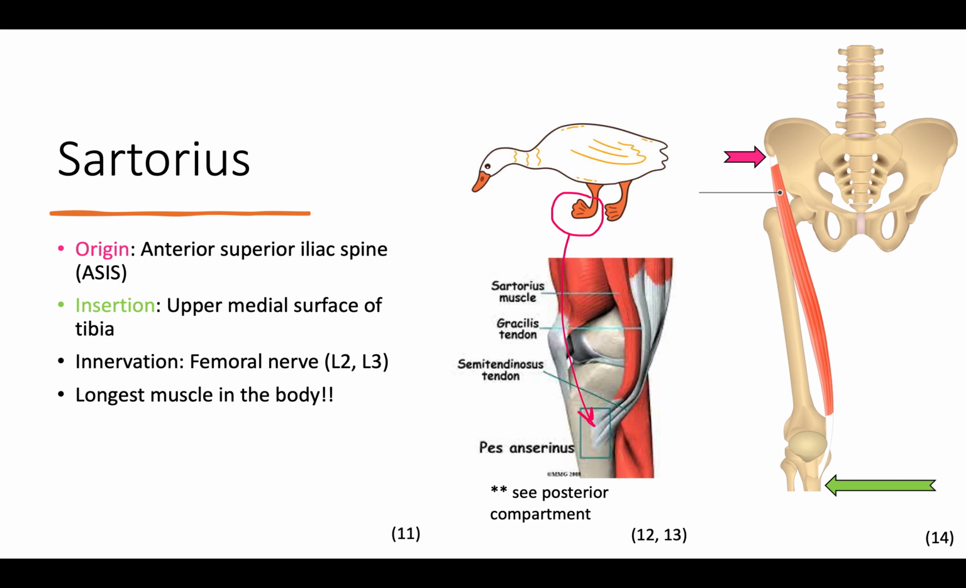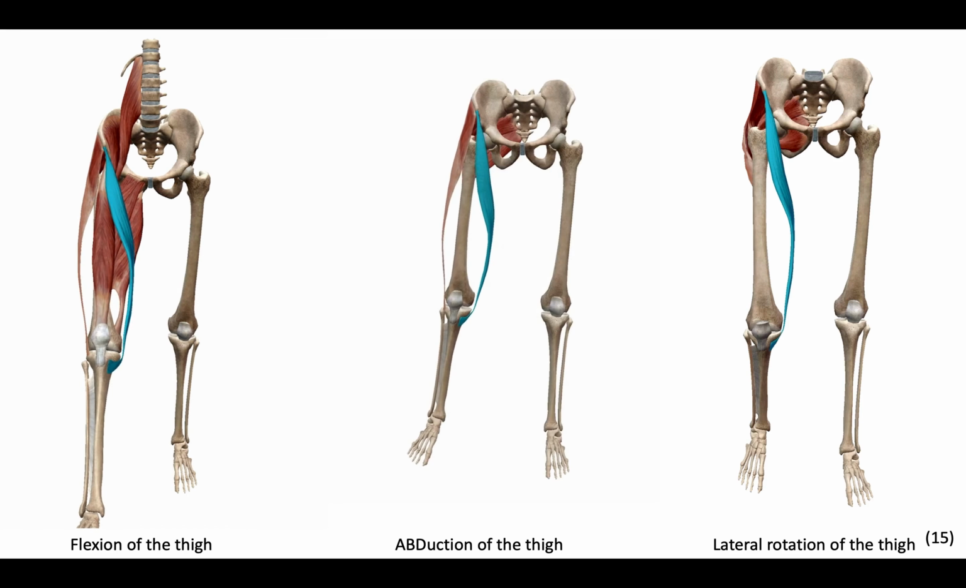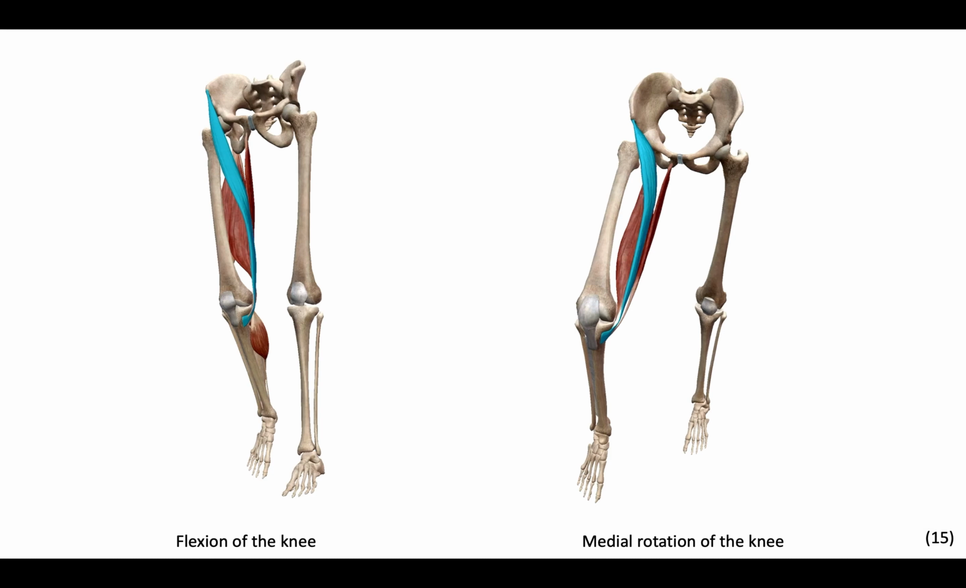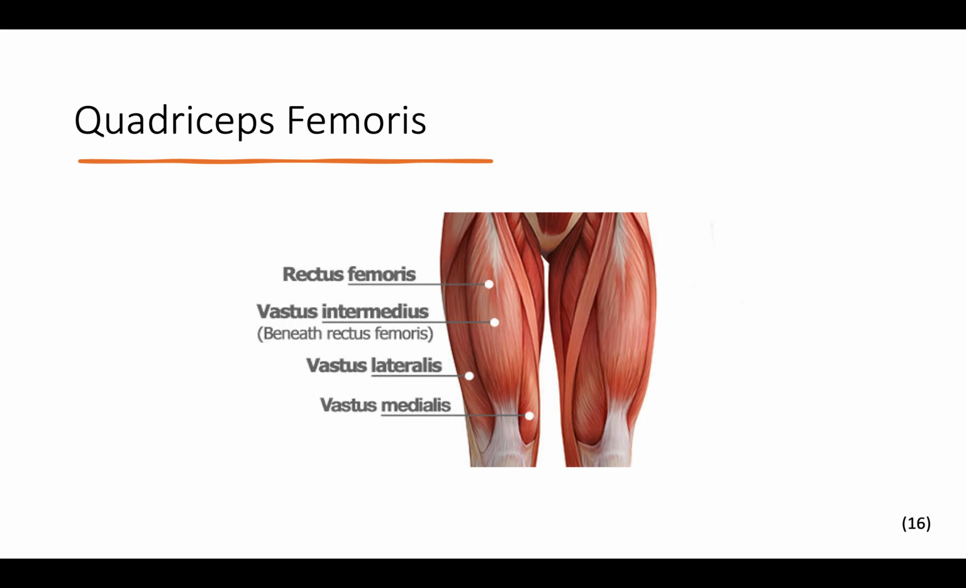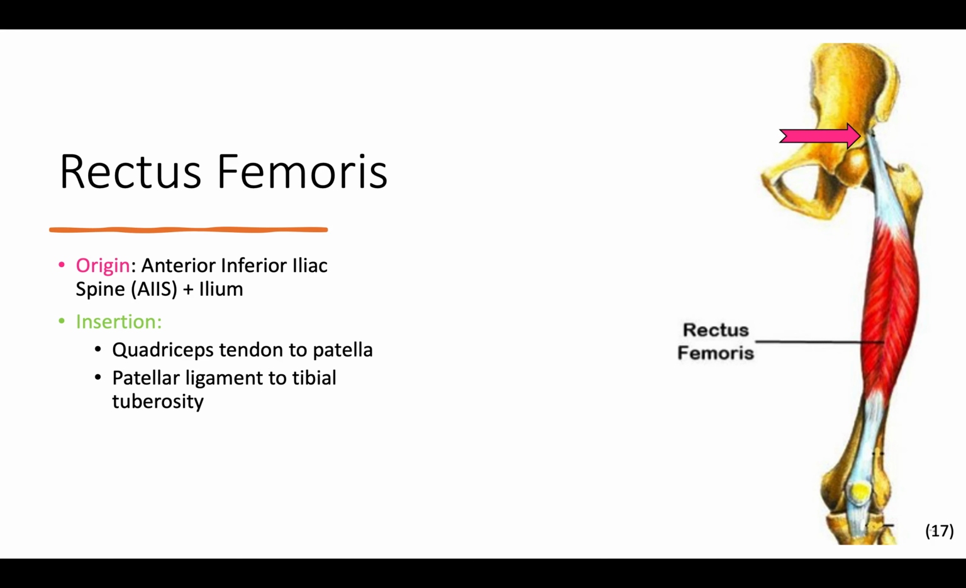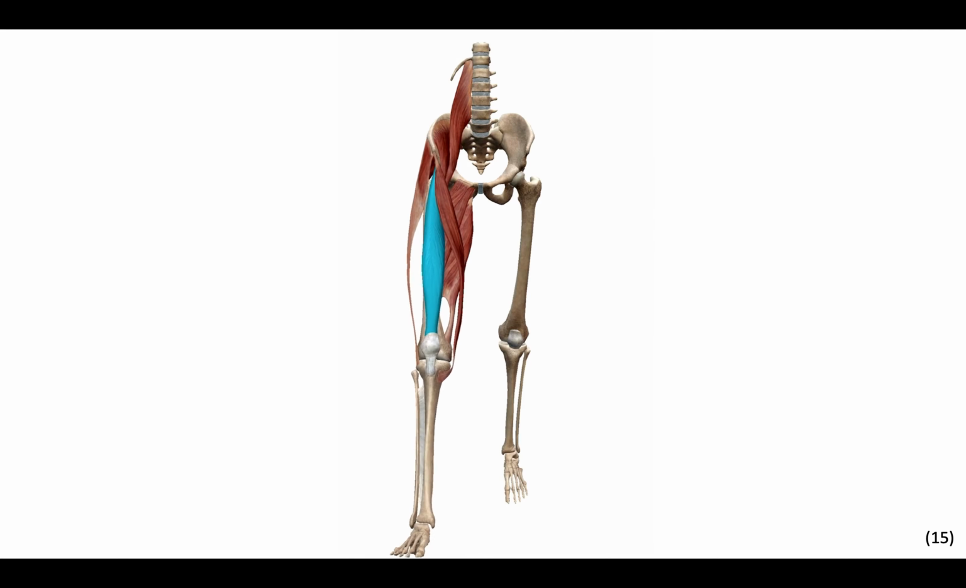The muscle inserts with two other muscles at the pes anserinus. The sartorius has many actions, including flexion, abduction, and lateral rotation of the thigh. It is also involved in flexion of the knee and medial rotation of the knee when flexed. The rectus femoris originates at the anterior inferior iliac spine and the ilium and inserts into the quadriceps tendon to the patella and the patellar ligament to the tibial tuberosity. The rectus femoris is the only quadriceps muscle that crosses the hip joint. As a result, it is also involved in flexion of the thigh at the hip.